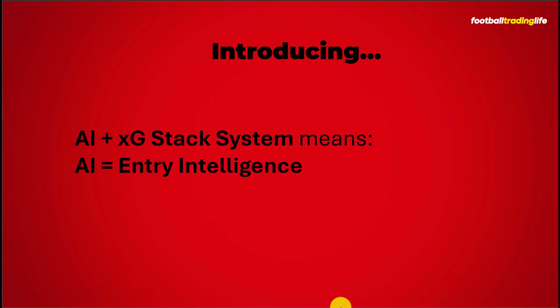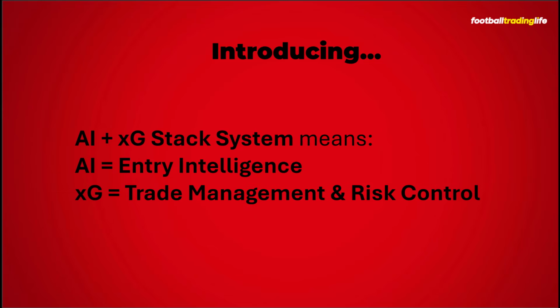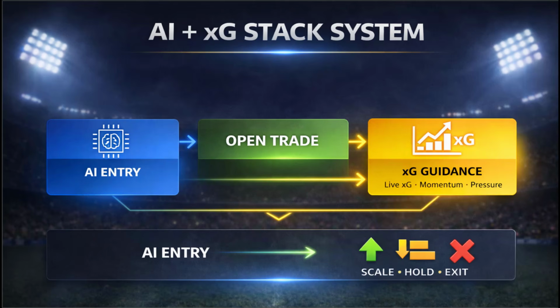So what is the AI plus XG stack system? It sounds complicated, but it's not really. AI is our entry intelligence. We're going to use AI to enter the market. It's going to tell us our opening trade. And then we're going to use XG to manage that trade and show us the direction that we're going to be going in. Let me try and give you a visualization of this.